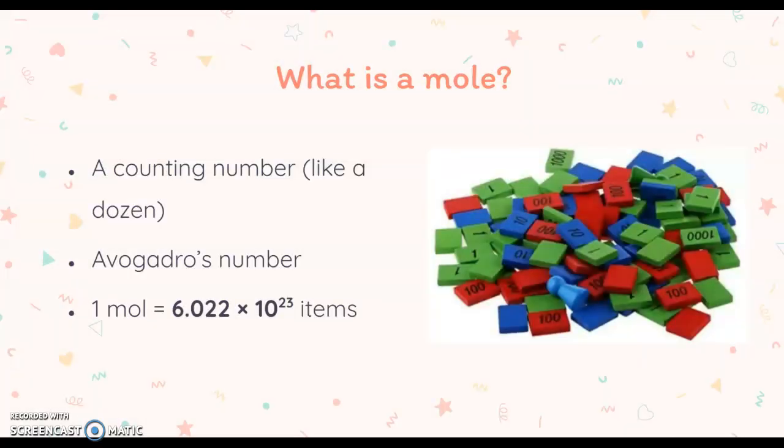Just as a reminder, a mole is a counting number, such as a dozen would mean 12 items, a pair would mean 2. A mole is also known as Avogadro's number and stands for 6.022 times 10 to the 23rd of anything in chemistry, though we use it generally to talk about atoms and molecules.